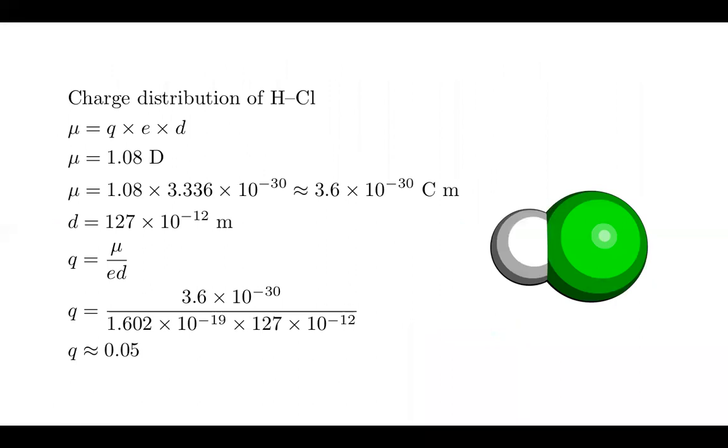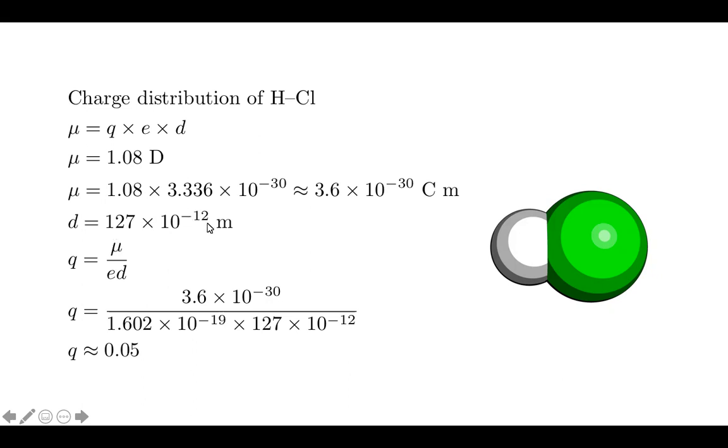So if we want to know Q, then the charge distribution, so the dipole moment is 1.08 D. So sorry, we knew not Q. So Q is what we want to find. So we fill in our values here. 1.08 times 3.336 times 10 to the minus 30, which is going to be approximately equal to this. We fill this and this into our equation, which has been rearranged.